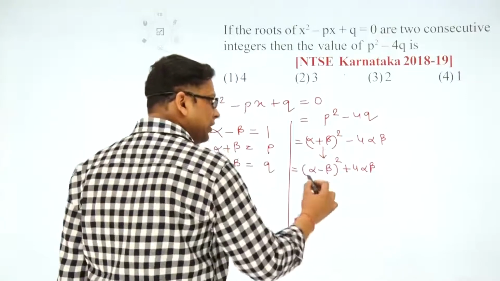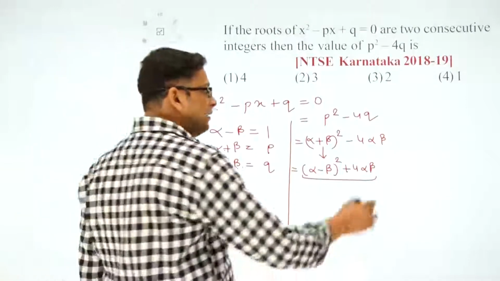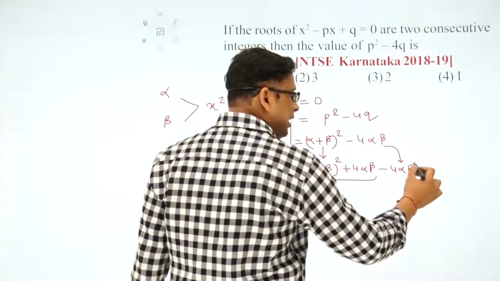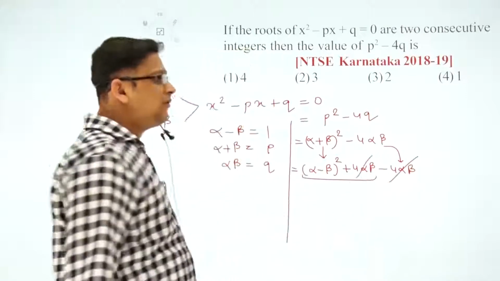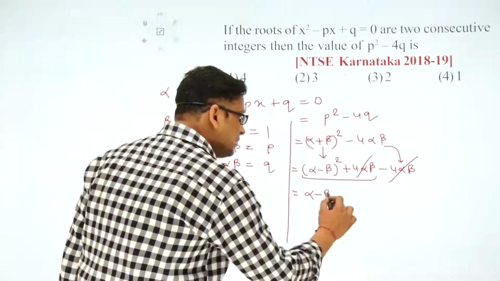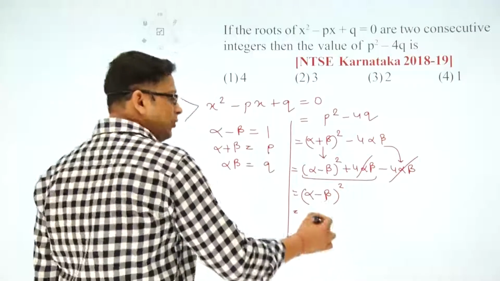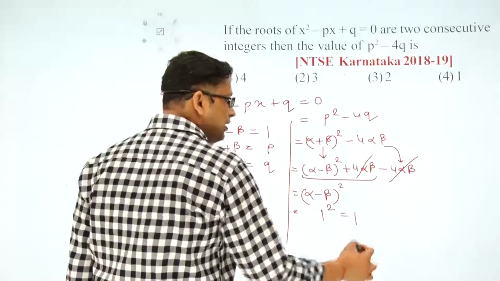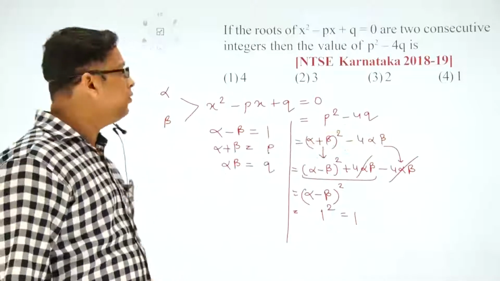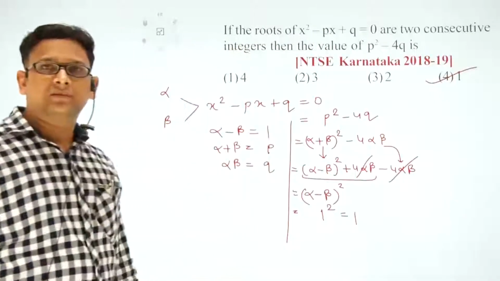This whole part we write in the bracket in this expression, and as it is we copy down minus 4 alpha beta, and this 4 alpha beta and minus 4 alpha beta cancel each other, and finally we get alpha minus beta whole square. We know alpha minus beta is equal to 1, so 1 square is always equal to 1. So we say that 1 is the value of this expression, p square minus 4q. So option 4 is the correct answer for the given question.